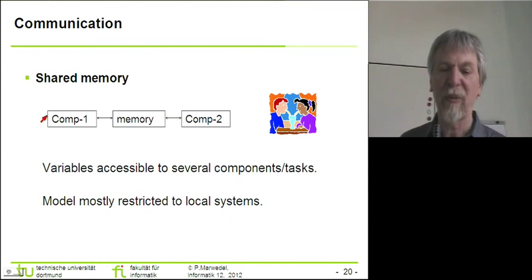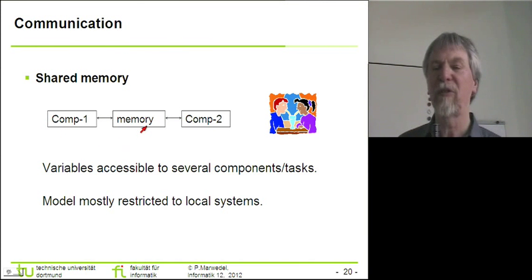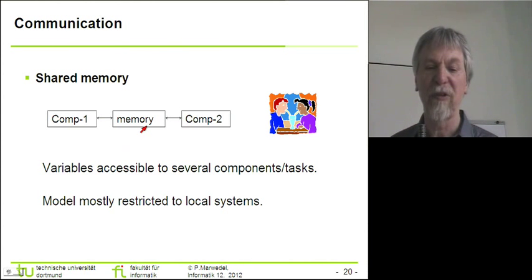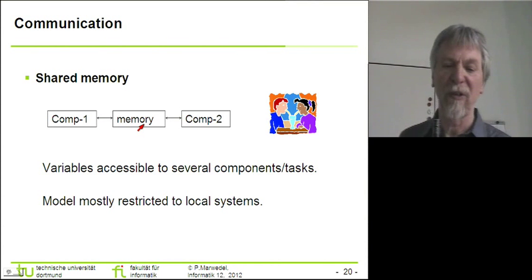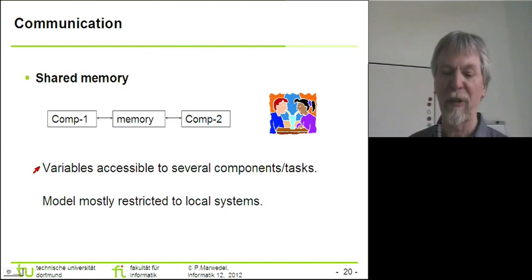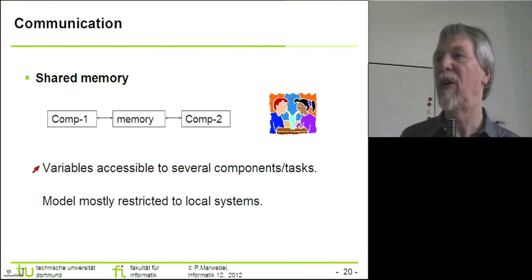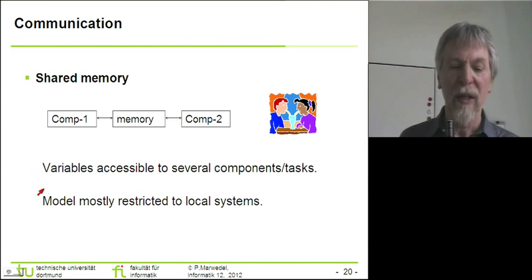Shared memory-based communication is visualized on this slide, where you see two components, and we assume that these two components have access to some shared memory, and they can send some information there to the shared memory, and they can read some information from the shared memory. That means there may be variables that are accessible to all the different components there.